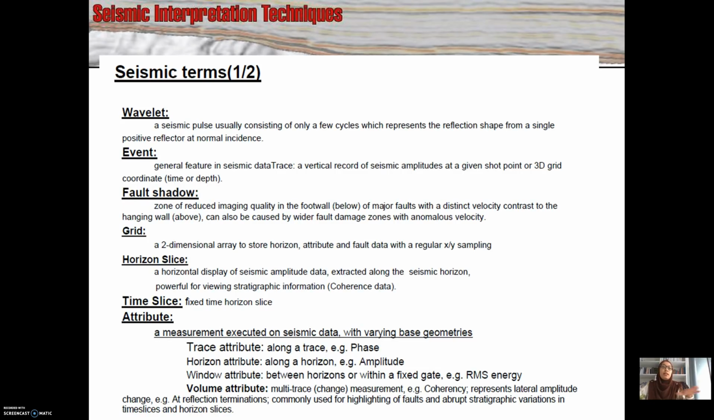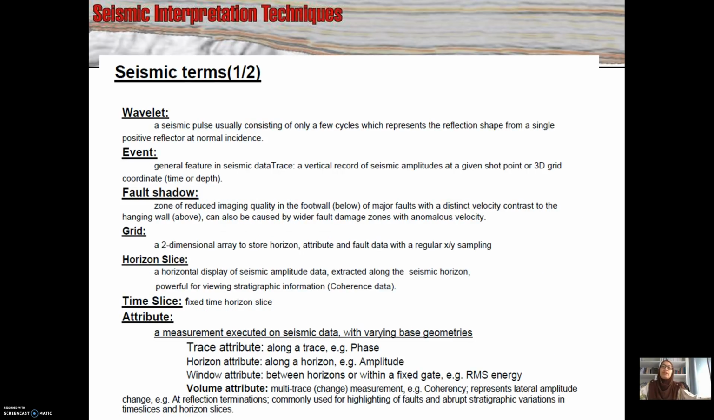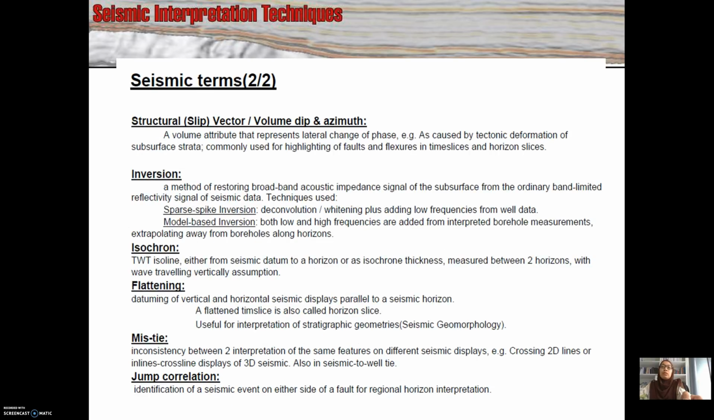Before we end, I have provided 2 slides with a general dictionary for you to have an idea of the terms and things that we use for seismic, like the wavelet, what is an event, what is a time slice, and so on. So this is for your reference.